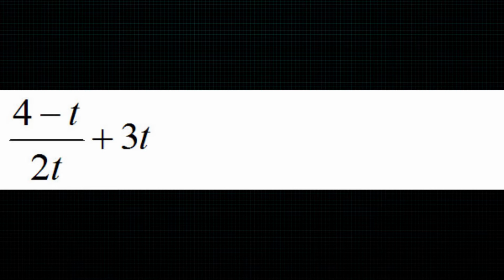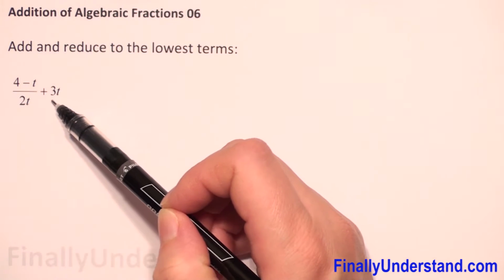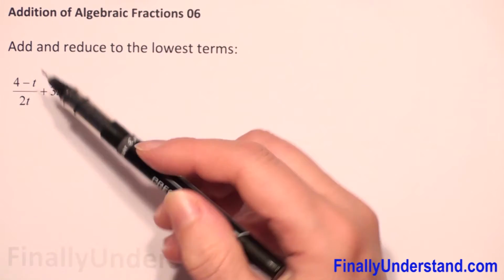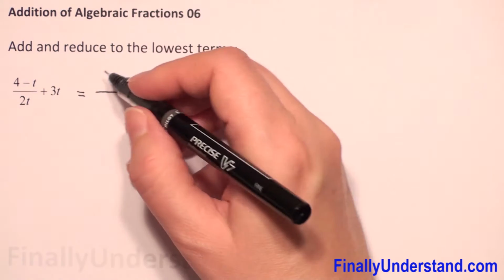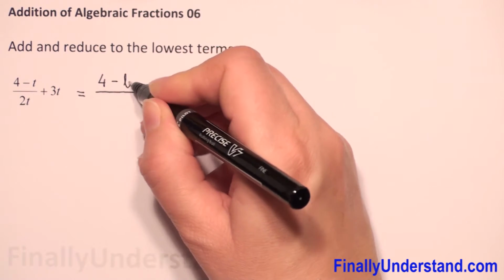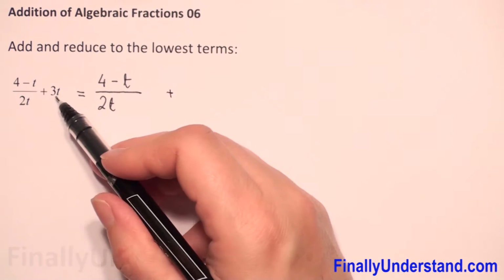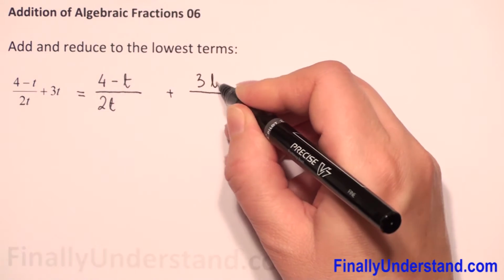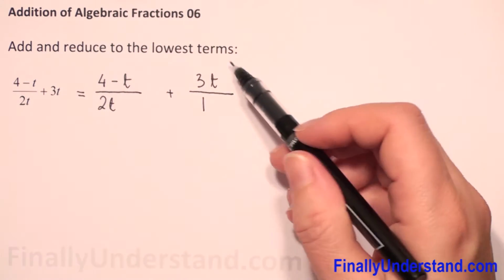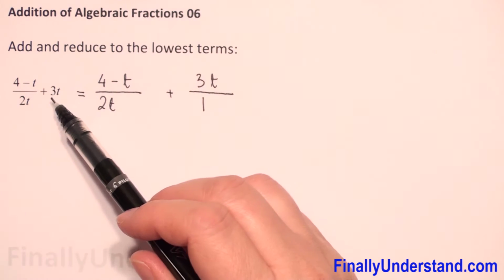We have to add two algebraic fractions. The first expression is an algebraic fraction and the second expression is 3t. We can always change this to a fraction. First we will copy (4 minus t) over 2t, and to change 3t to a fraction we can just put it over 1. 3t over 1, and we have an algebraic fraction. 3t over 1 is 3t, the same as at the beginning.